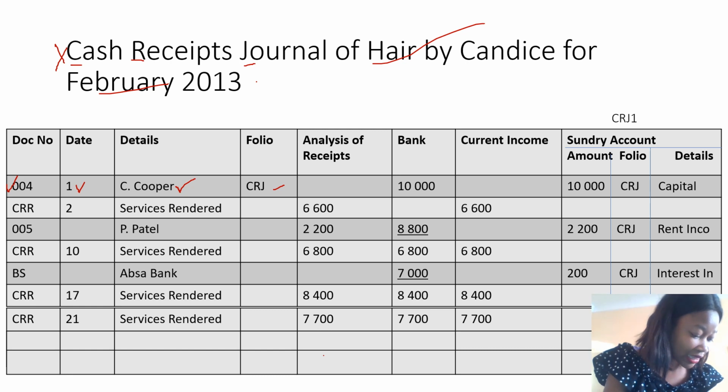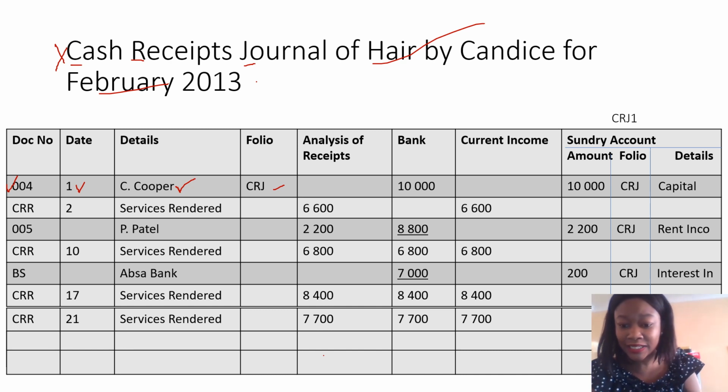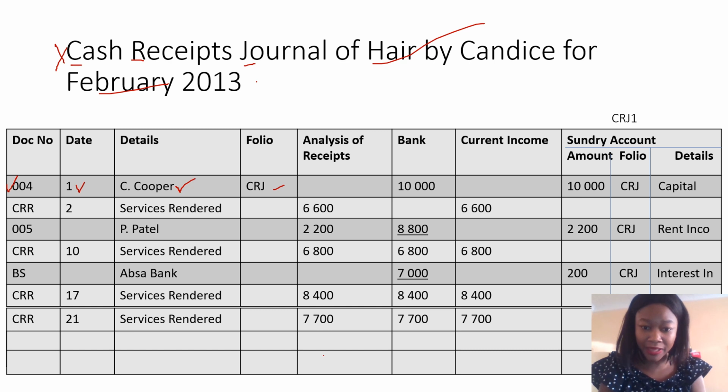In this transaction, they said that the money was received where? Directly into the bank account. If we look at this, the two accounts affected will be bank and capital. What is happening to the bank? The bank is increasing as a result of a capital contribution. So we will go to the bank column and skip the analysis of receipts, because in the analysis of receipts we record anything that is in the till of the business. But this one went straight to the bank. So we record that 10,000 in the bank.